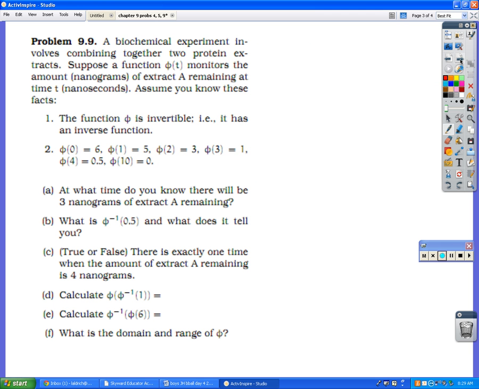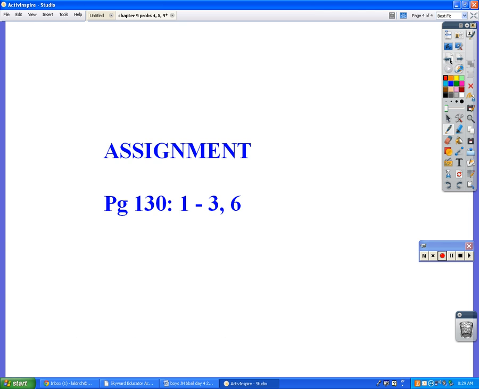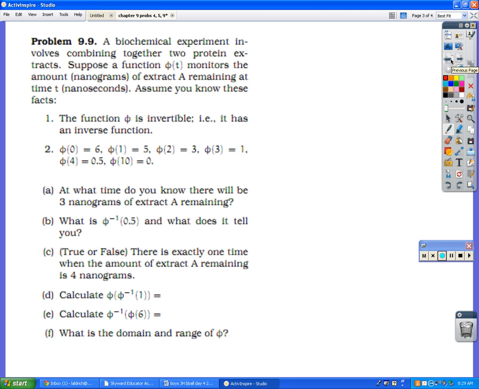Okay. All right. Now we get into the fun stuff. It says a biochemical experiment involves combining together 2 protein extracts. Suppose a function, anyone got that Greek letter? I'm going with phi, like P-H-I, I don't know if that's right, monitors the amount in nanograms of extract A remaining at time t in nanoseconds. Assume you know these facts.